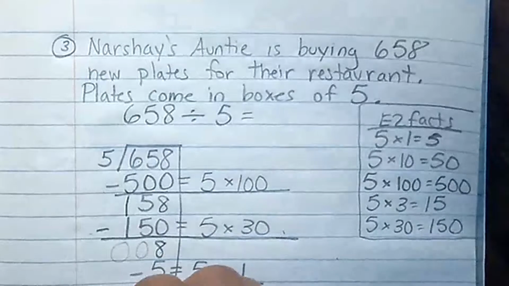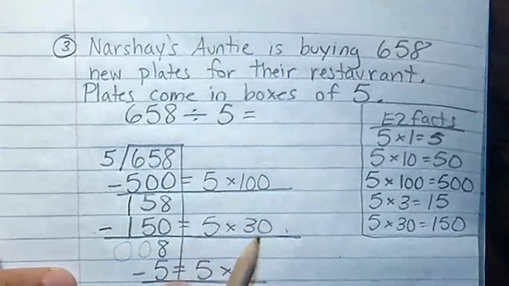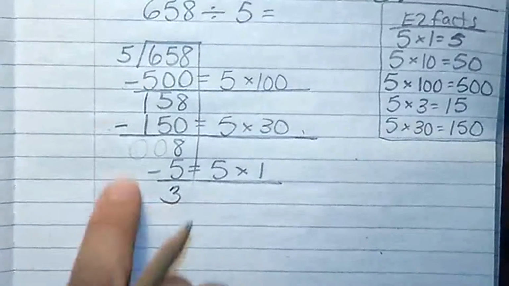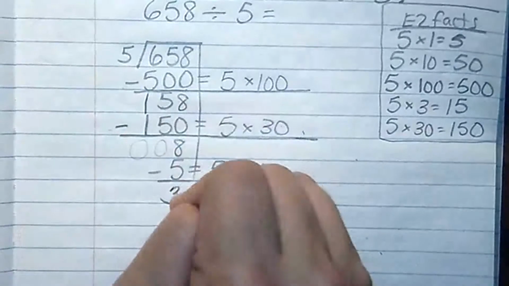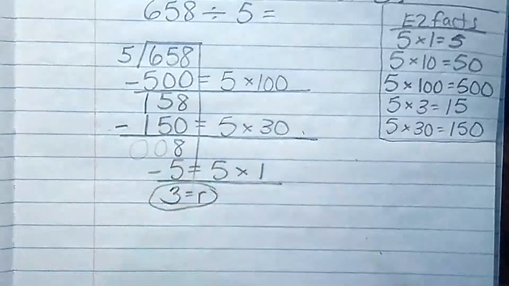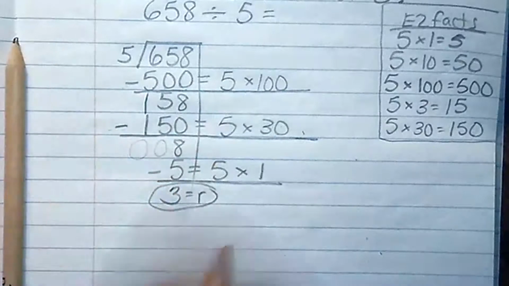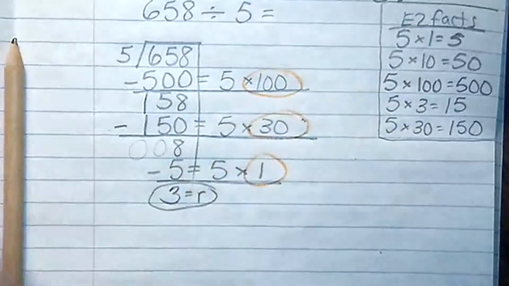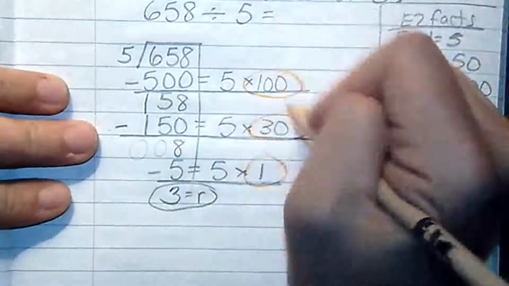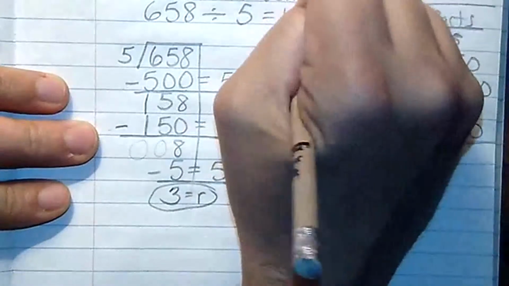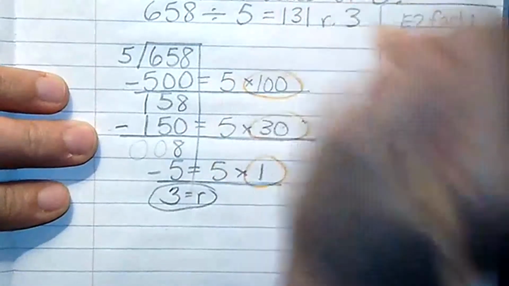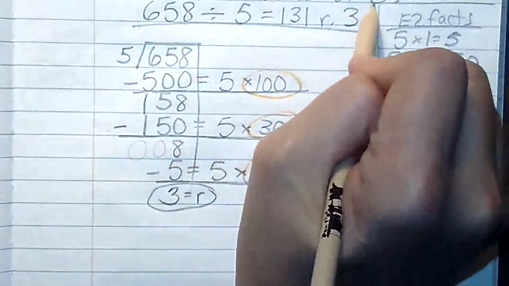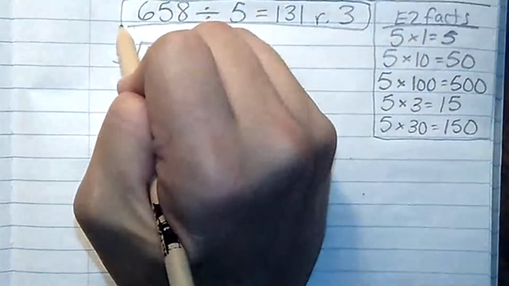And I'm going to subtract. Is 3 allowed to be my remainder? Can I have 3 as my remainder? Yes, because it's smaller than the 5. There's my remainder, but where is my answer? 131. Remainder 3. So this is the equation we're going to use to answer our questions.